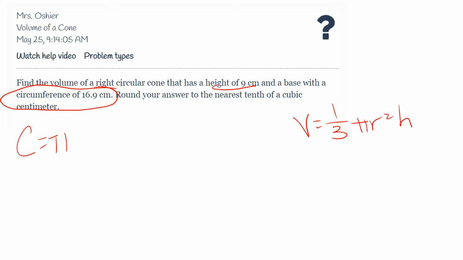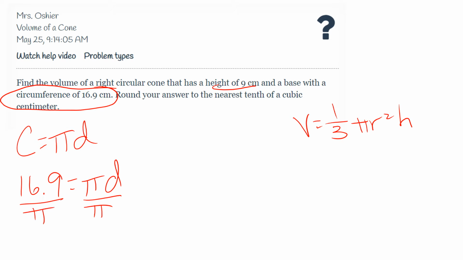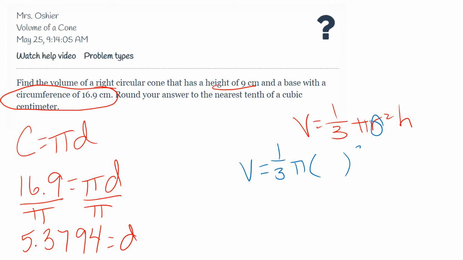So there's a circumference formula, again, on that formula sheet that says C equals pi times diameter. So I would substitute 16.9 in for the circumference. I would then divide by pi on both sides because I have to solve for the diameter in this case. So 16.9 divided by pi is again going to be a very long decimal. I'm going to go to 4 decimal places just to maintain accuracy, and that's equal to the diameter. Remember, I need the radius in my formula. So I'm going to go over here and do V equals 1/3 pi. The radius is half of the diameter, so I'm going to take this number and divide it by 2.